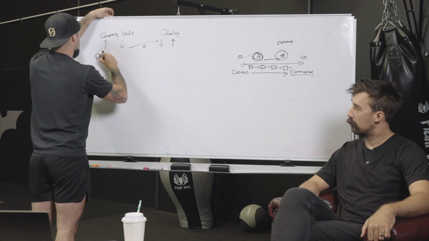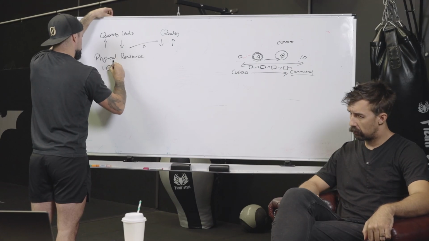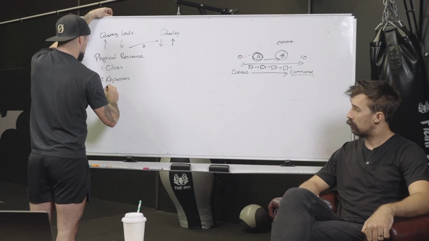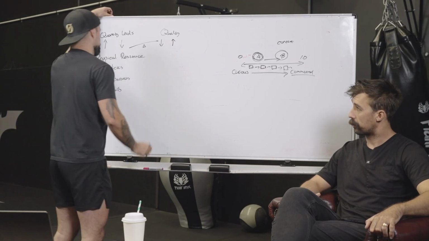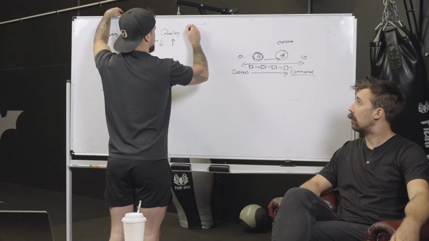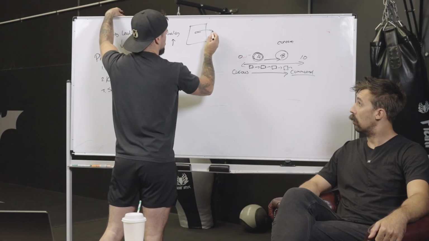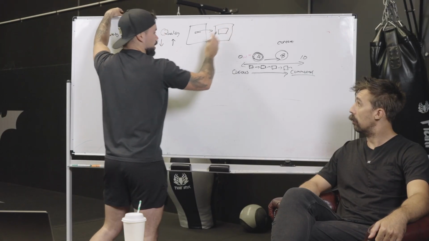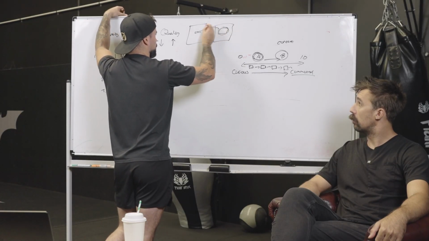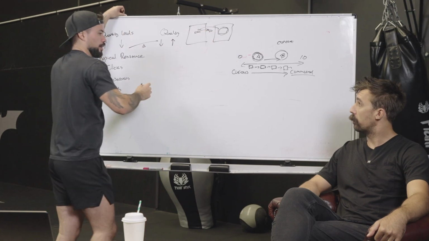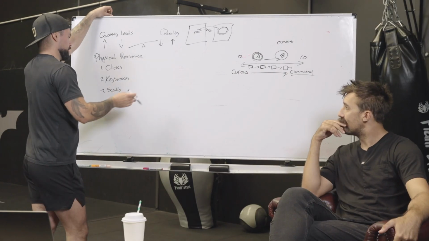So the first one is physical resistance. Now this is clicks, keystrokes, and scrolls. Simply put, this is just stuff you physically have to do, right? Really easy example of clicks is if you have a landing page and you have a button that says apply now, you click that button, it opens another page and then your form's there, probably cut your conversion rate in half. And so all you had to do is take that form and embed it there and get rid of that click. Yeah, less steps the better. Less clicks the better. So that's an example of clicks.